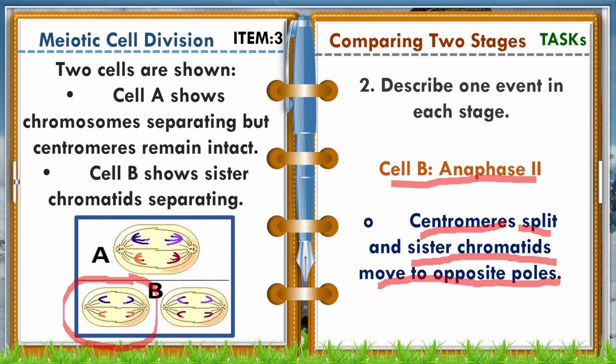So here what we are seeing, it was one chromosome in the middle which had two sister chromatids. Now, when they started separating, the centromere in the middle split. When the centromere split, the sister chromatids are separated, and when the sister chromatids are separated, they move to opposite poles. That is the event which we are seeing in anaphase 2.